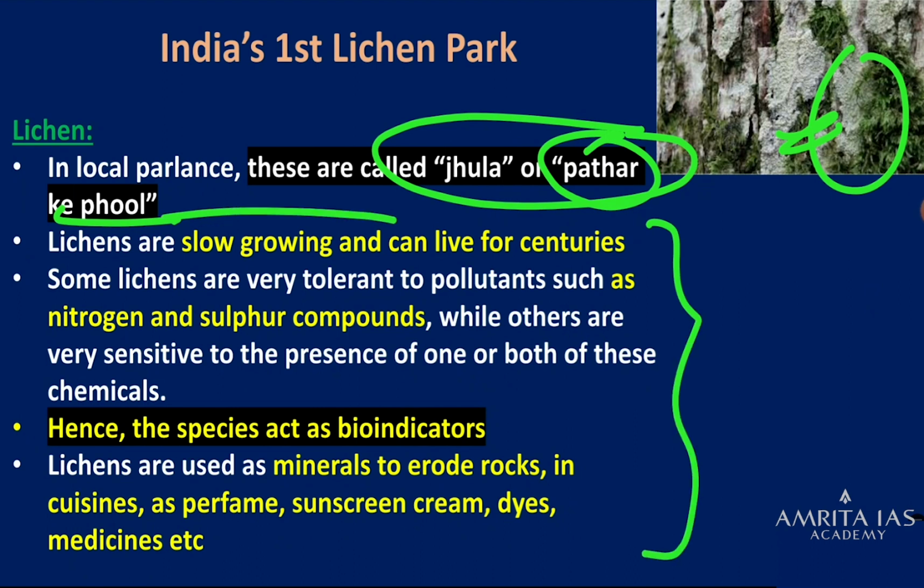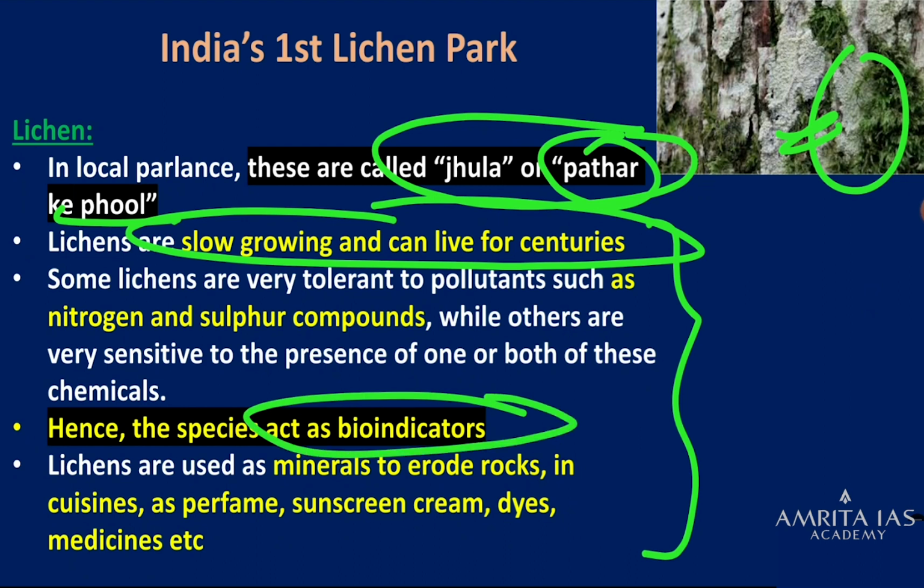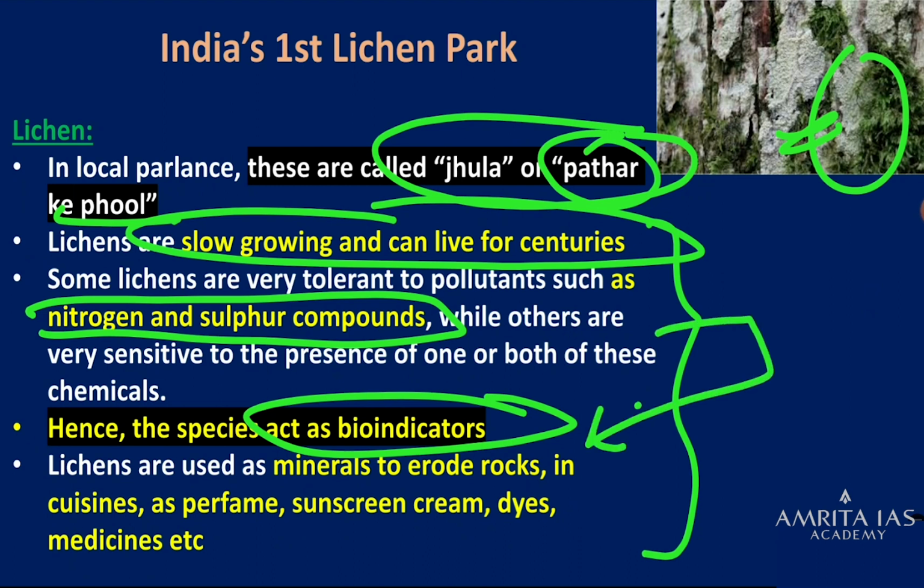So they grow very slow. They can live up to centuries. They are also very good bioindicators. So for example, when the nitrogen and sulfur compounds increase, they respond to it. So when they respond to it, they become good bioindicators. If you have read about the list of the bioindicators, lichens are very good indicators of sulfur.